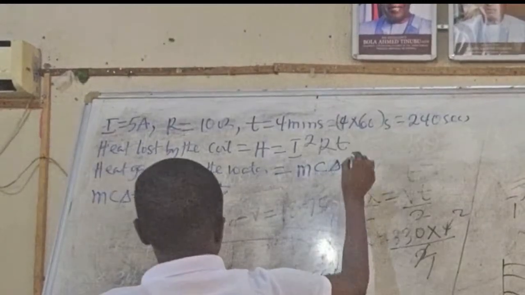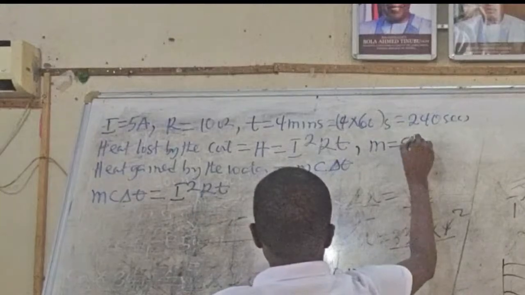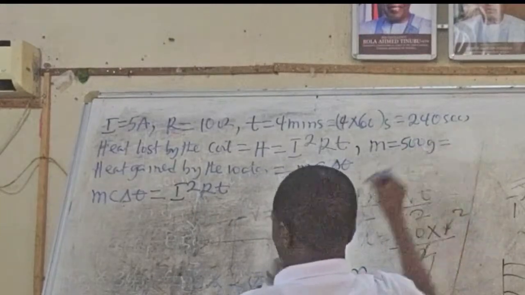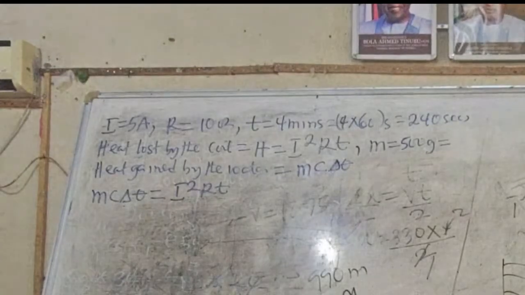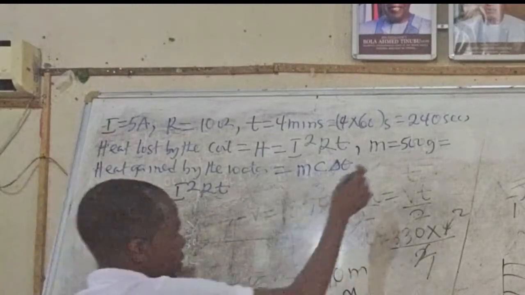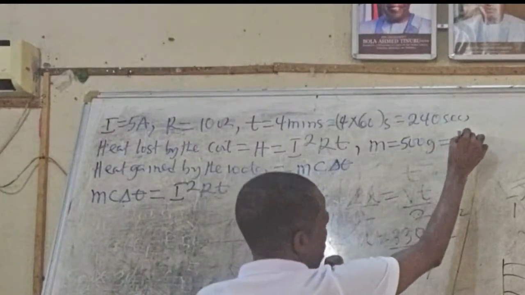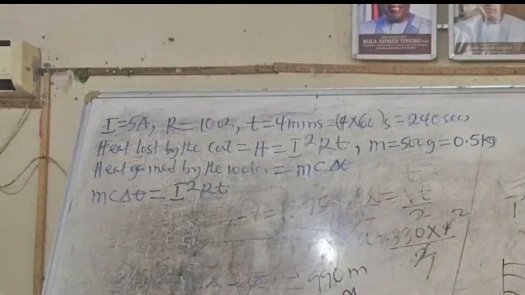But don't forget, we have been given our M. The mass of water is 500 grams. If you take a look at the unit of the specific capacity of water here, it is given in kilograms. Because of that, you cannot make use of 500 grams. You have to convert it to kilograms. How do we convert from gram to kilogram? We divide by 1,000. So 500 grams divided by 1,000 will give us 0.5 kilograms.